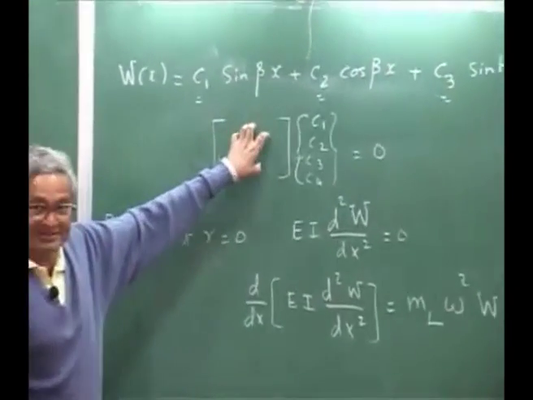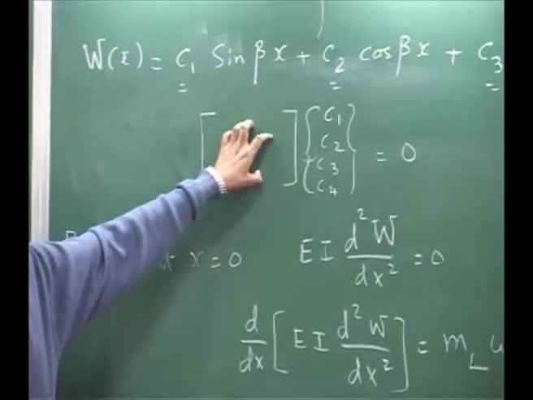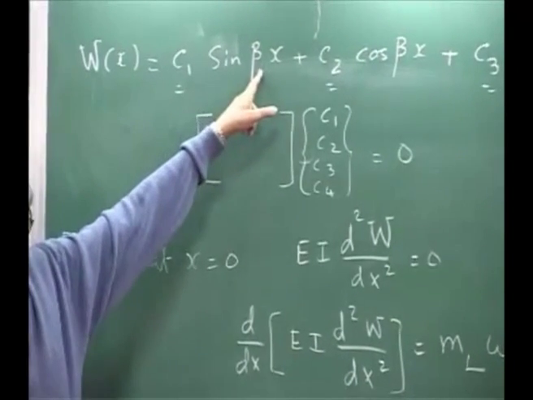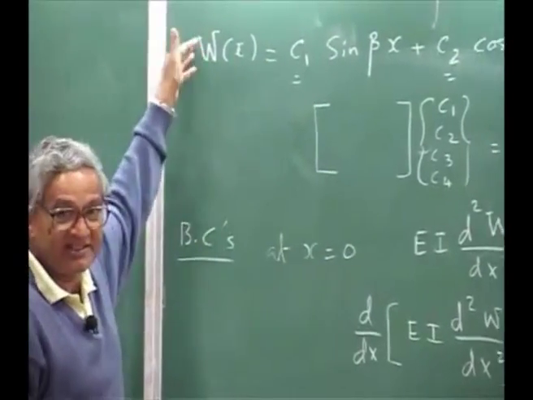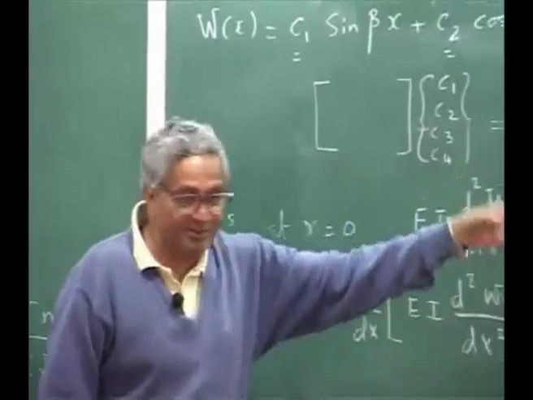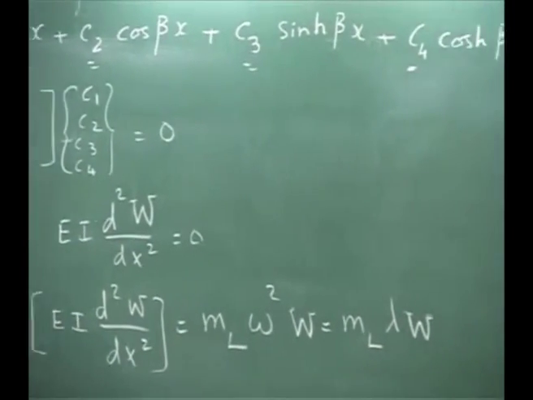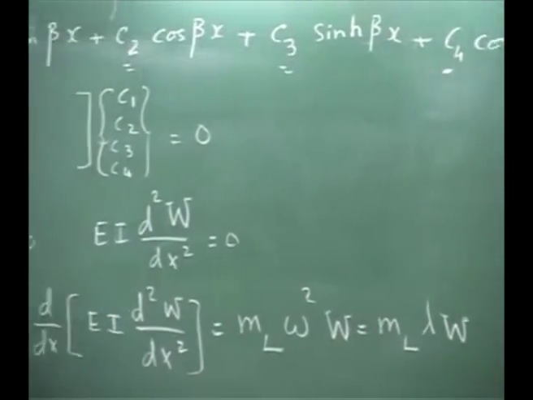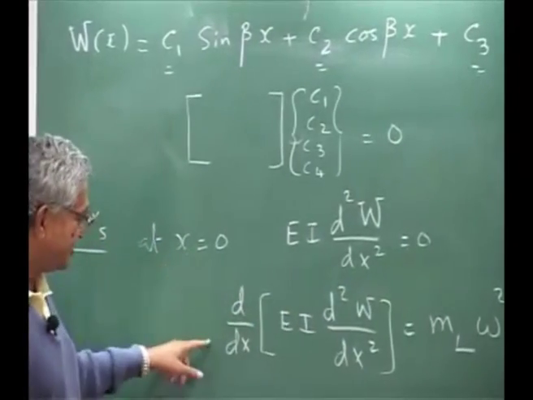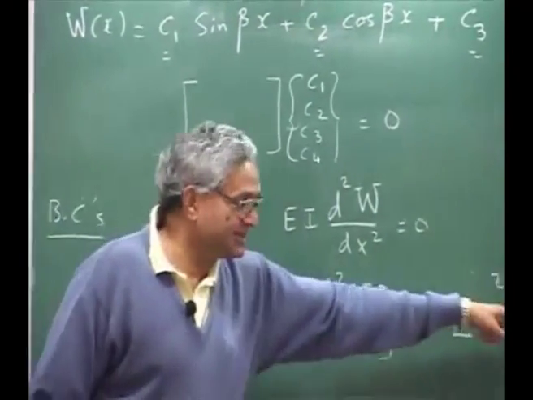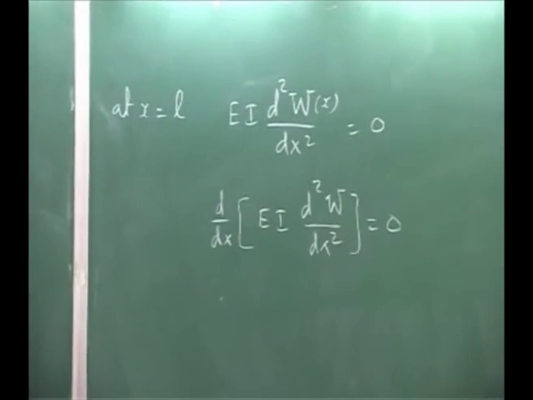I have to fill up this matrix, that's all. And this will contain beta. I don't want to differentiate everything; this you can do by yourself. Write the final matrix form. You have to take the second derivative at x equal to 0, set it to 0. Then at x equal to 0, the third derivative, set it equal to this. And like that, you set for all the 4 boundary conditions.